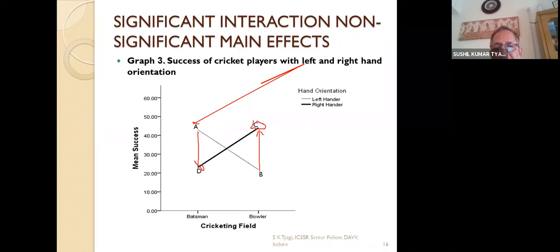Here it is A. What is A? Left-hander. Here it is C. This is right-hander. So the right-handed bowler has greater success and the left-handed batsman has great success. So there is interaction between the hand orientation and the cricketing field.